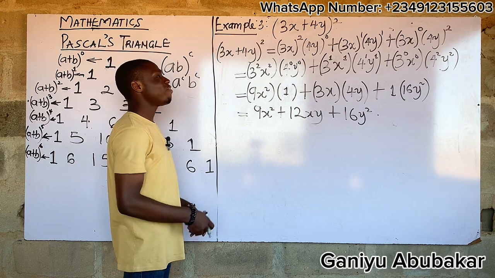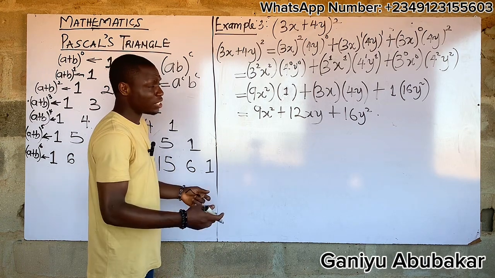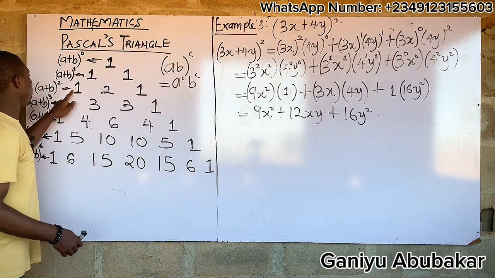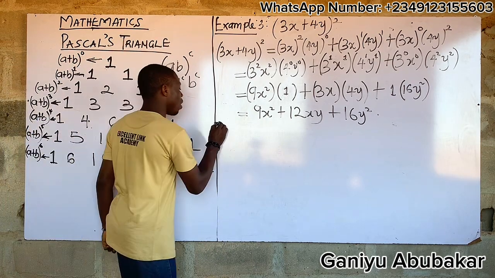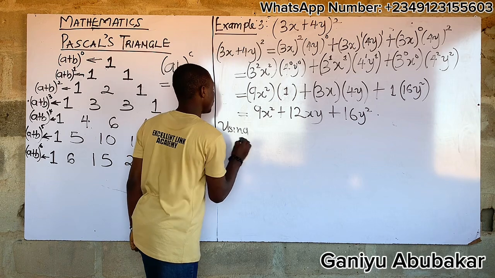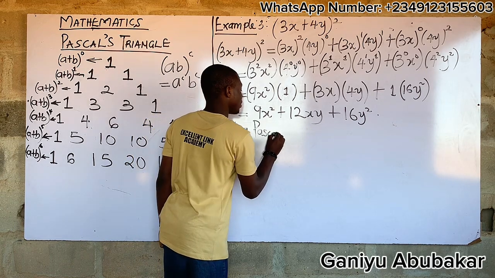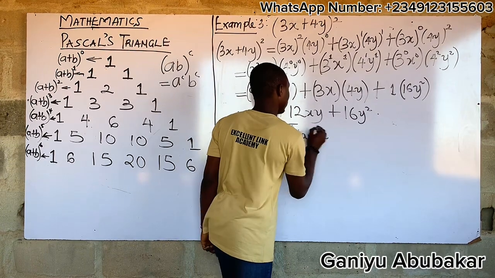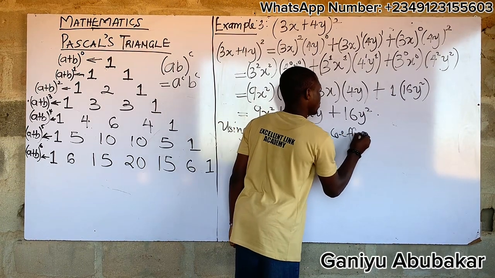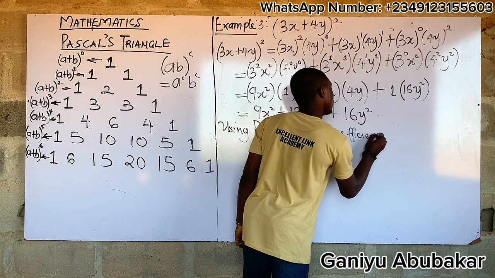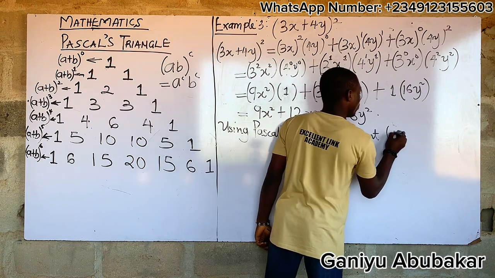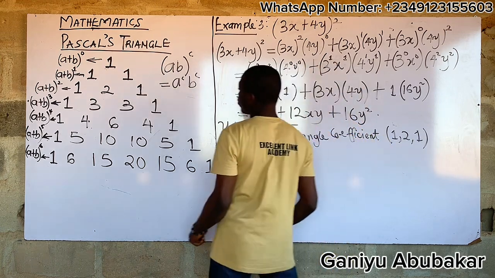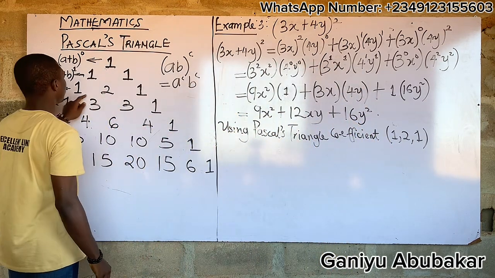Why? Because I have not used my Pascal's triangle coefficient. For square, check what's the coefficient there? Square: 1, 2, 1. So I'll say using Pascal's triangle coefficient. So my coefficient there is 1, 2, 1. For a square, I have 1, 2, 1.